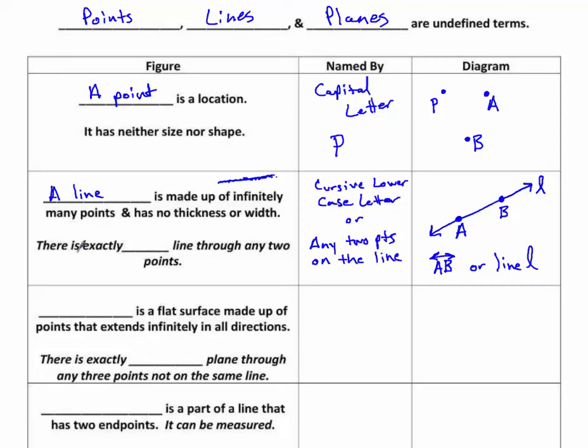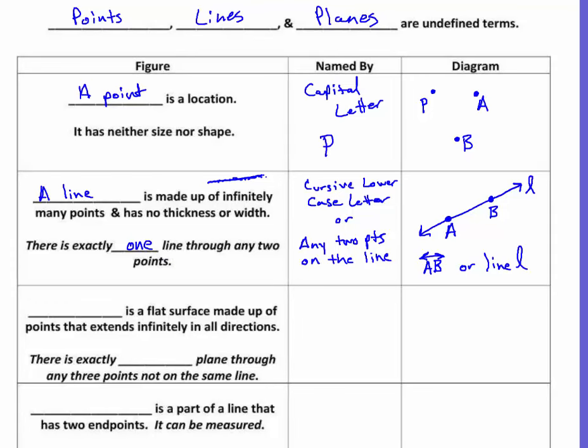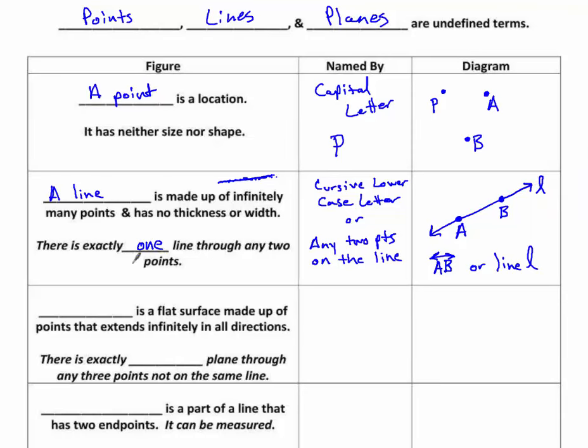Now, something about lines that you need to know is that there is exactly one line through any 2 points. So you don't need to write this, but I'm going to draw a little example. I make this line. Notice I can't make another line that goes through these 2 points that's not already that blue line. So hopefully that makes some sense. There's exactly one line through any 2 points.